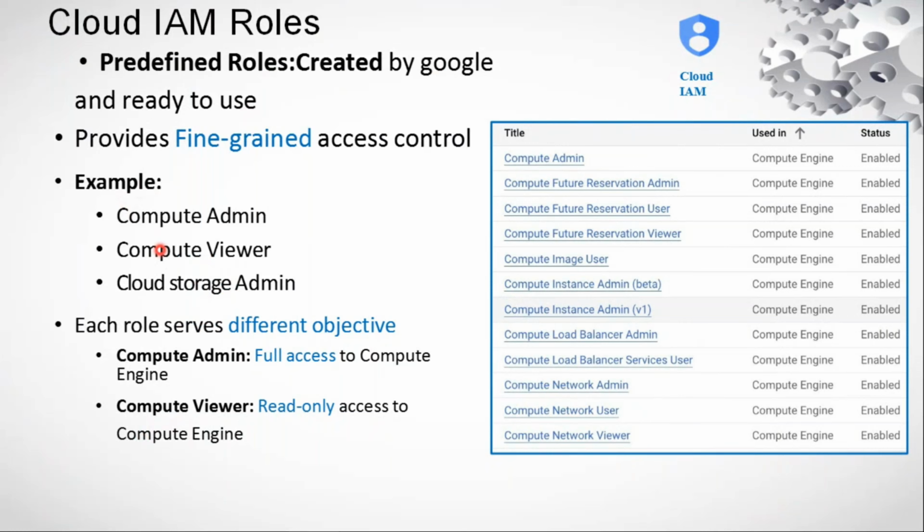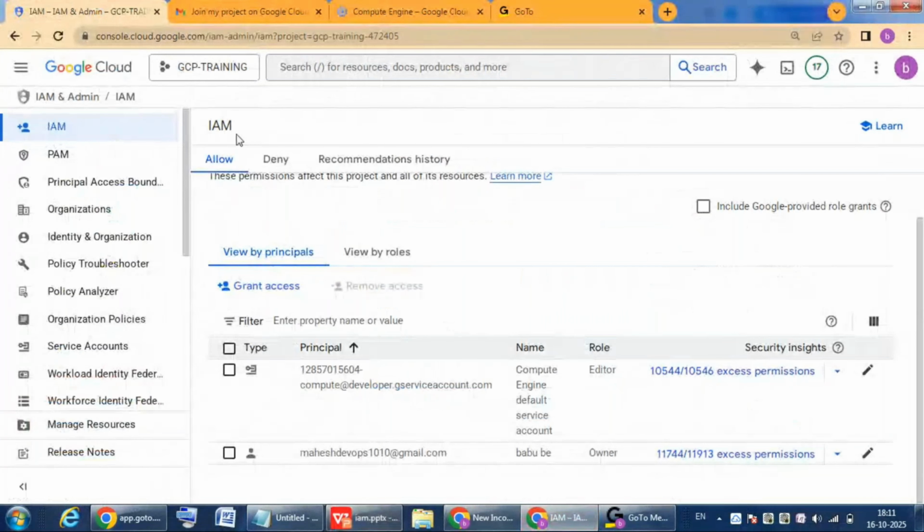As examples, I have listed some roles here: compute admin, compute viewer, cloud storage admin. These are all the predefined roles. Each role will have a different objective. If it is an admin predefined role, it will have full access to compute engine. If it is compute viewer, it has read access to that particular compute engine. Let me show how we can see this predefined role on the Google Cloud Console. Let's go back to our GCP console and let me show how these predefined roles work.